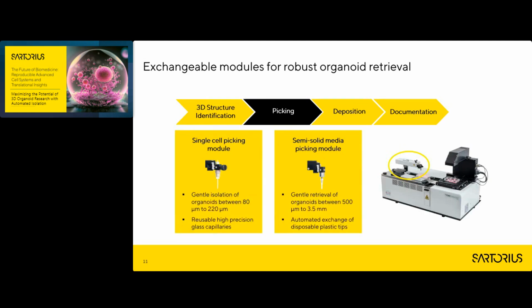When it comes to the picking, the Cell Selector Flex platform features exchangeable robotic arms that can extend the range of retrieved organoid structures. The single-cell picking module allows to isolate smaller organoids of sizes between 80 to 220 micrometers. For the retrieval process, here we are using reusable glass capillaries. For larger organoids, we can use a semi-solid media picking module that allows to pick between 500 micrometers to 3.5 millimeters of size. It is possible here to use disposable plastic tips that can be automatically exchanged between the picks.